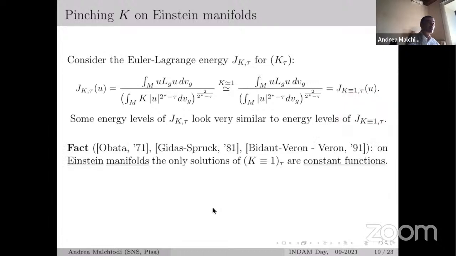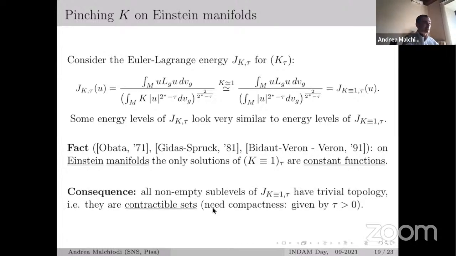Now we use a deep theorem by Obata, Gidas-Spruck, and Bidaut-Véron. If you consider the perturbed Yamabe equation, so if you take the Yamabe equation and lower the exponent by little tau, that equation has some rigidity. The only solutions are actually constant functions. This is very special to Einstein manifolds, and it's proved via Bochner's identity.